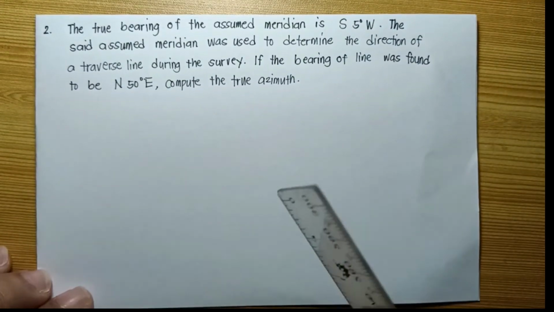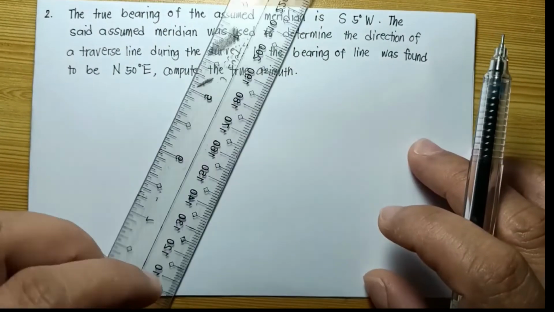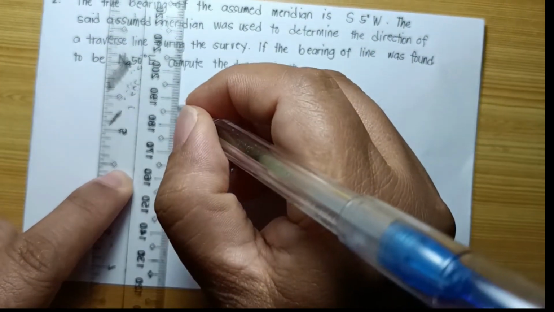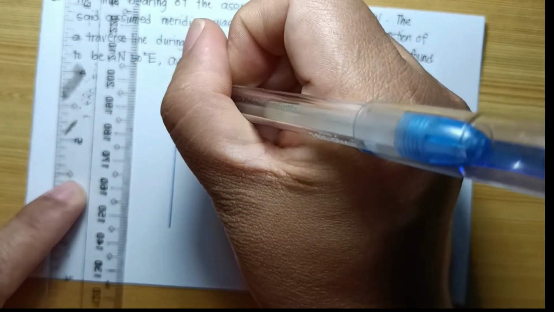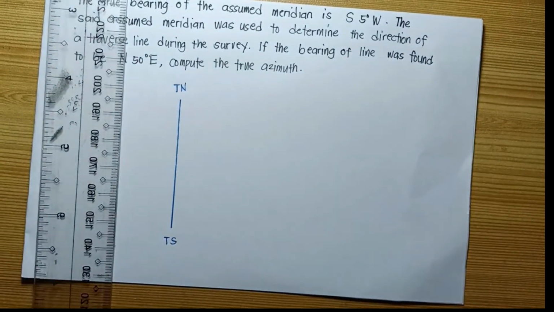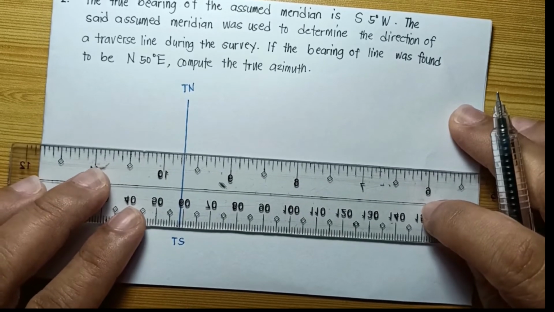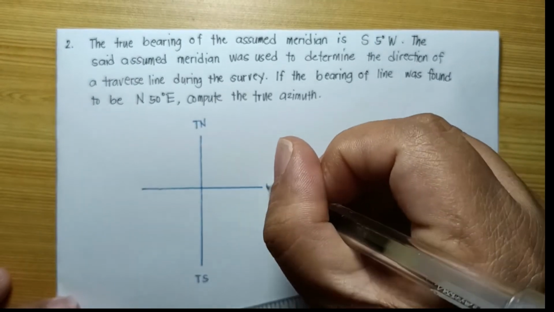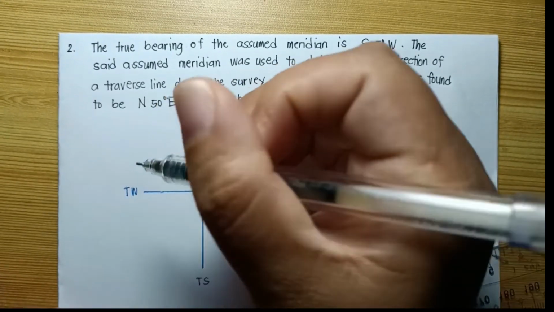Okay, so first things first, you have to draw the true meridian. So that it won't be forgotten, you have to draw the true meridian. Okay, so this is your true north, and of course here is true south. The line perpendicular to this line is true east, and this is the true west.